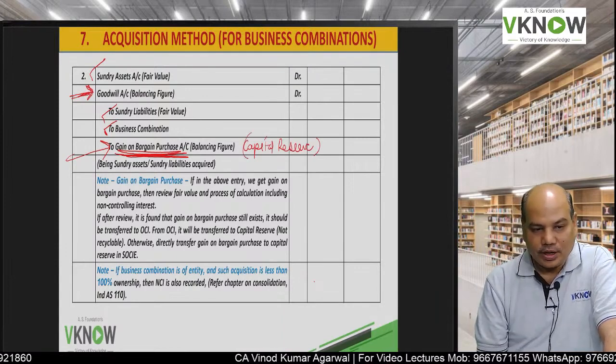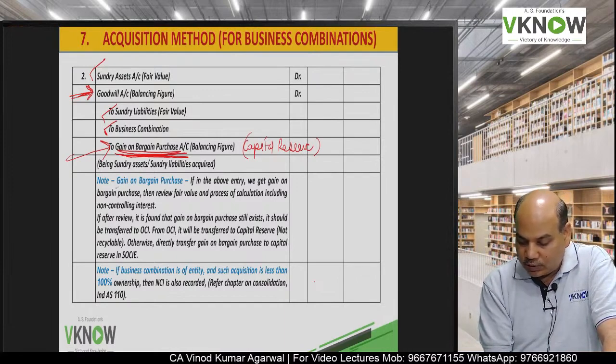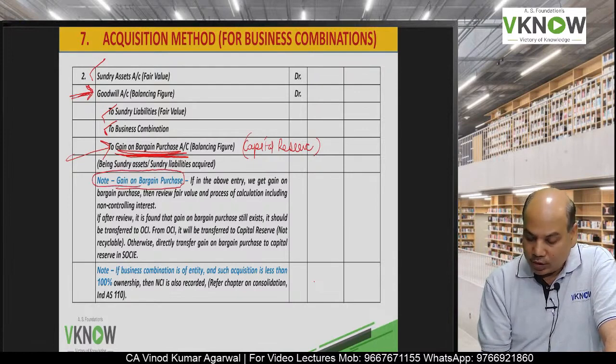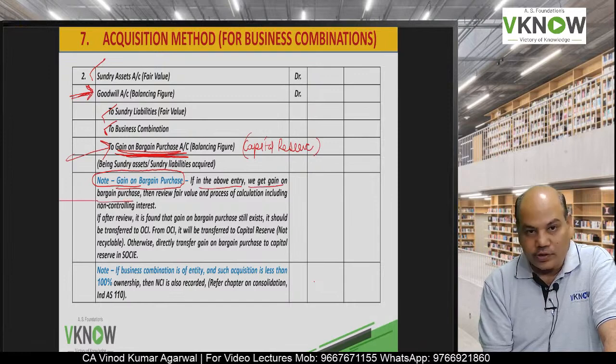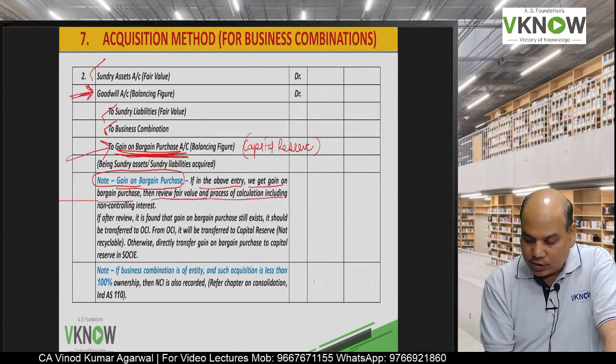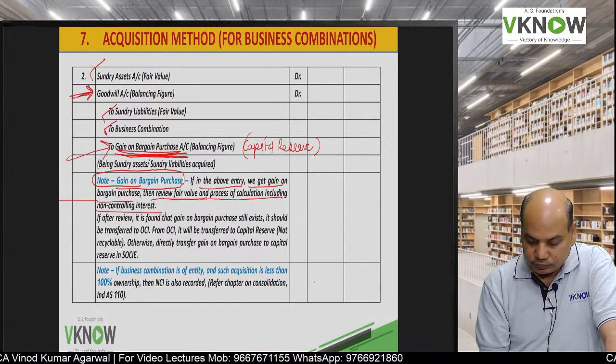Capital reserve, gain on bargain purchase or capital reserve account, credit as a balancing figure. Now what about the presentation of gain on bargain purchase? If in the above entry we get gain on bargain purchase, then review the fair value and process of calculation, including non-controlling interest. Is it right?